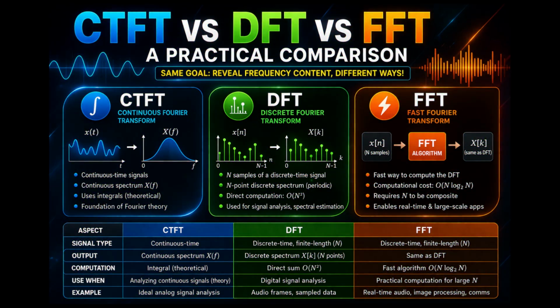This is where FFT comes in. Instead of n squared operations, FFT only needs about n log n operations. This might not sound like a big difference, but for large n, it's huge. For example, with 1024 samples, DFT needs around 1 million operations, but FFT only needs about 10,000. So FFT can be 100 times faster or more, depending on the size of n.